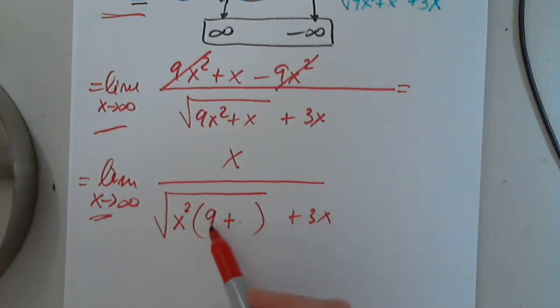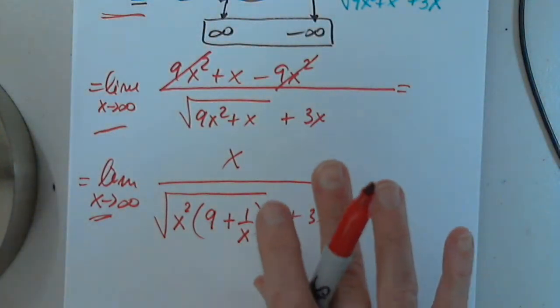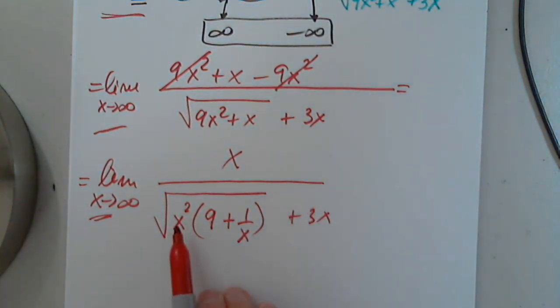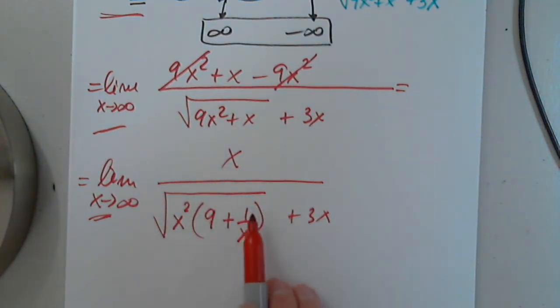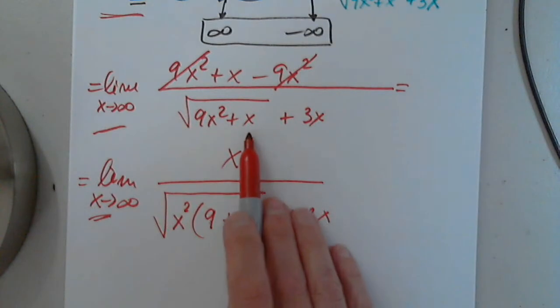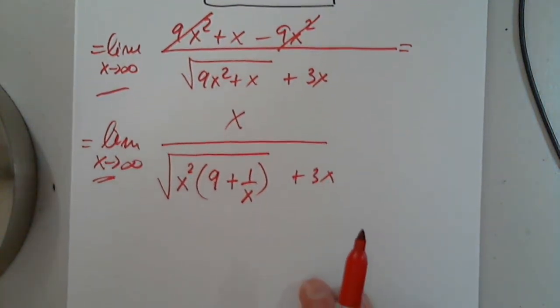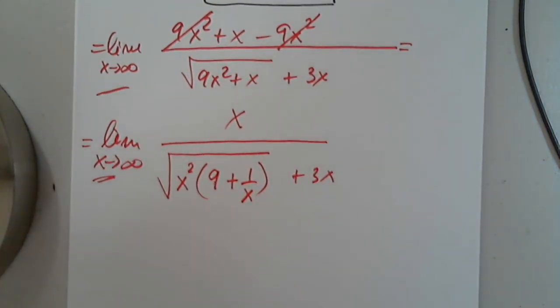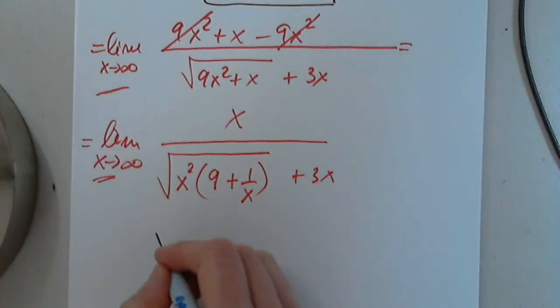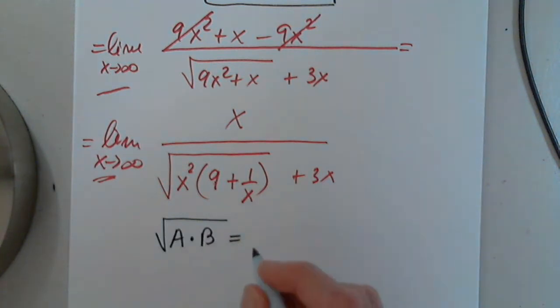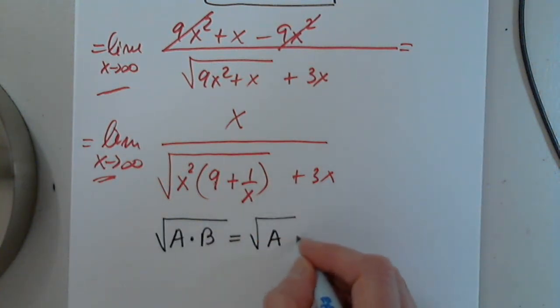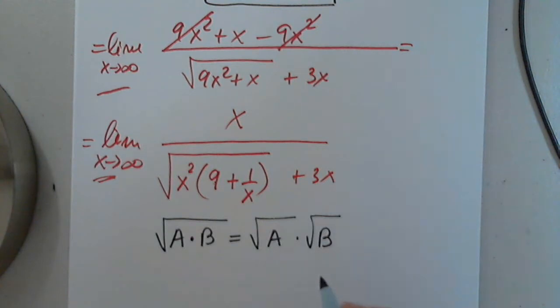Nine plus 1 over x. 1 over x. Always take a moment. You don't have to rush. So x squared times 9, is that correct? Yes. Is x squared times 1 over x, when you simplify an x, is that? Yes, that's correct. Perfect. So now, the square root of a times b can be rewritten as the square root of a times the square root of b. I have to use this property here.